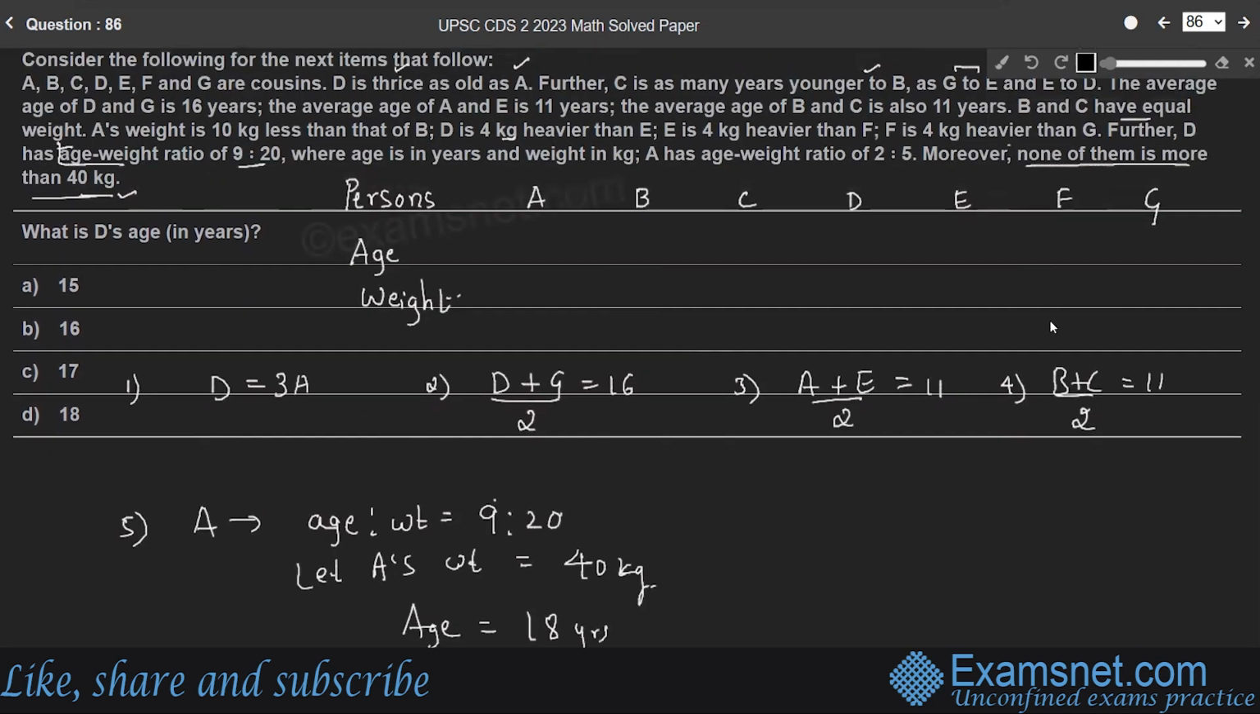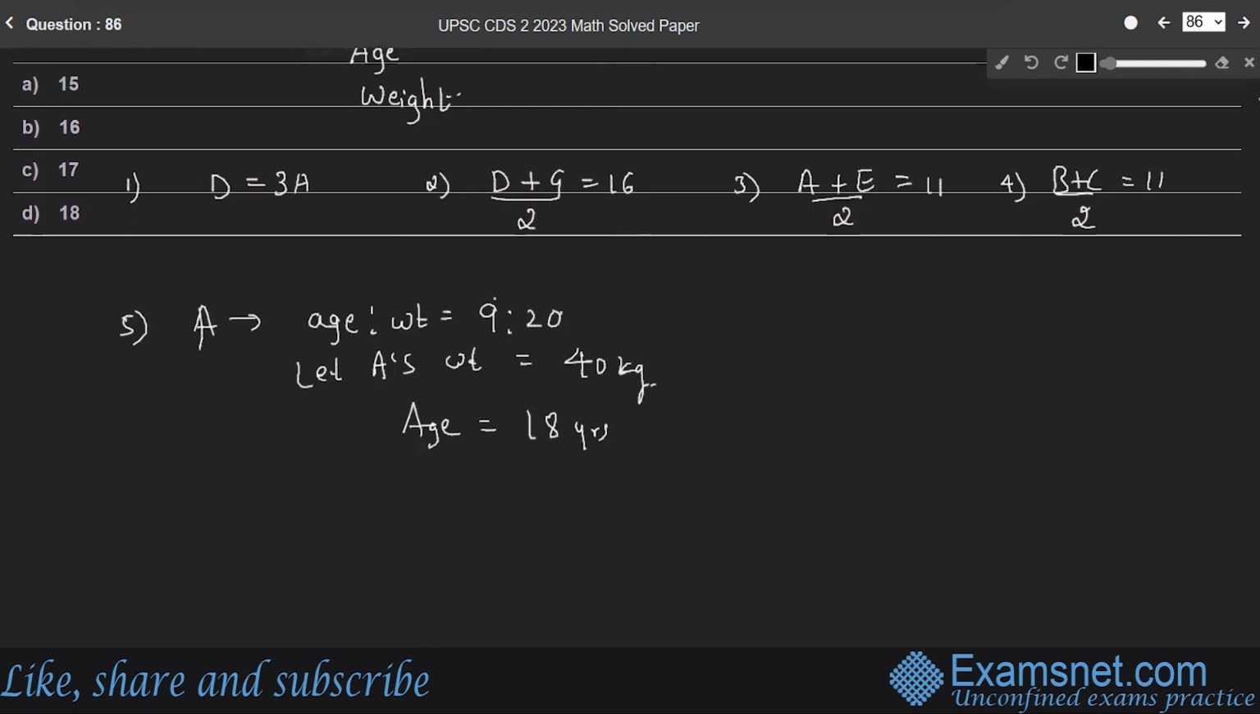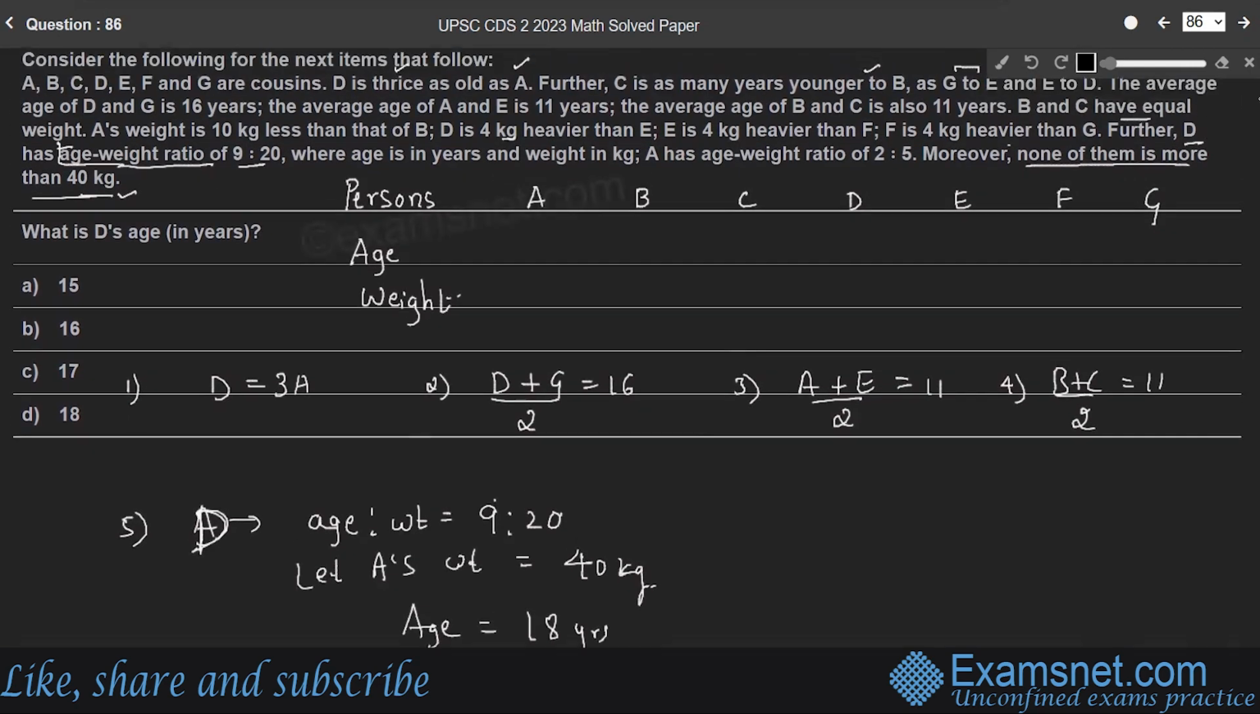Is this A's age weight? It is D's age weight ratio. This is D's, right? That means if you consider D's weight as 40 kg, so I'll write it down here, D's weight as 40 kg, right? His age becomes 18 years, right? So that age weight ratio is 9 is to 20, right? One point got over. Next one.